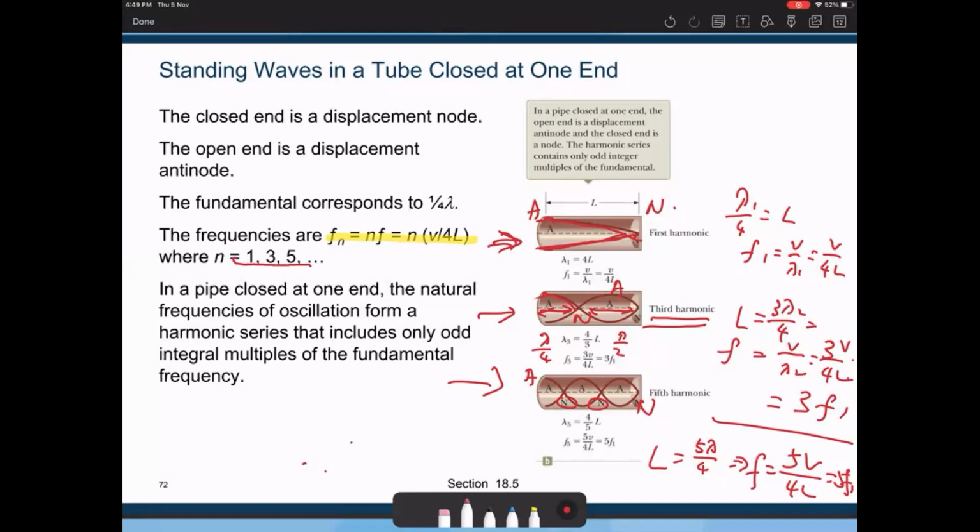For the case where you have a tube open at one end and closed at the other. So this is the case of the tube open at one end and closed at the other.